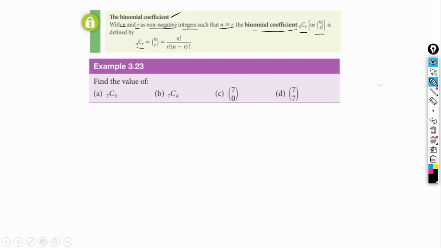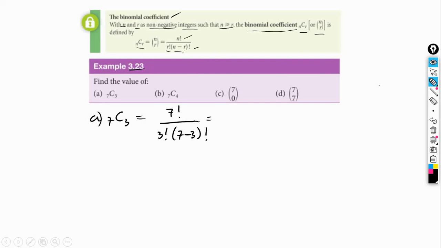So n combined with r, which is also parenthesis n over r, is equal to n factorial over r factorial times (n minus r) factorial. So, for example, 3.23 part A, they say find the value of 7 combined with 3. So this is just the application of the above formula. So this would be the same as 7 factorial over 3 factorial times (7 minus 3) factorial.